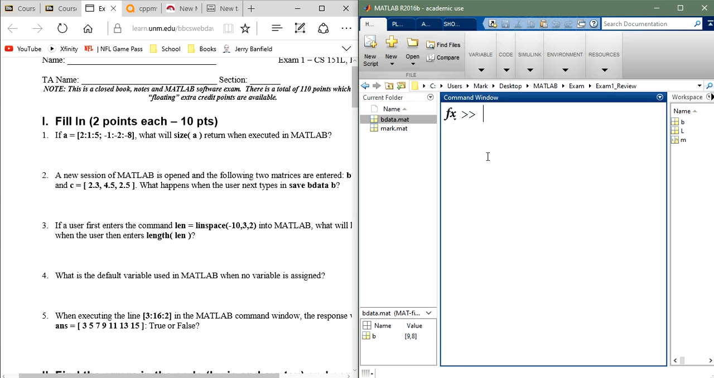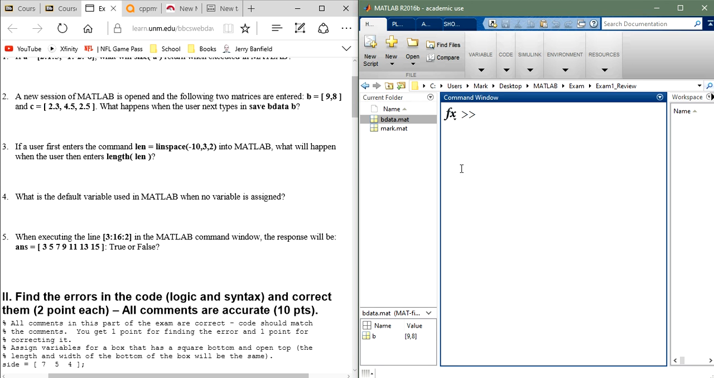Let's go on to the next one. If the user first enters the command len is equal to linspace -1032 into MATLAB, what will happen when the user enters length of len? Well, what happens when the user enters length len? It's not set equal to anything. So we know that our default variable is going to be ans equals.